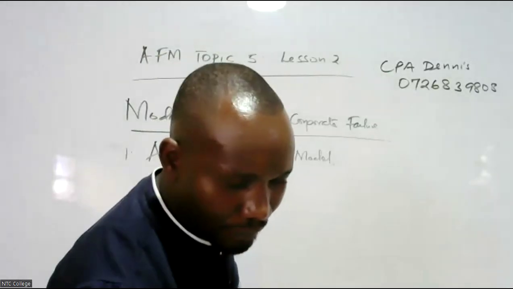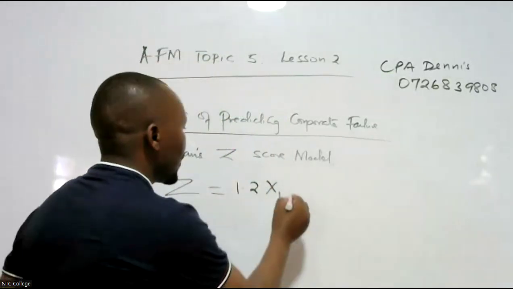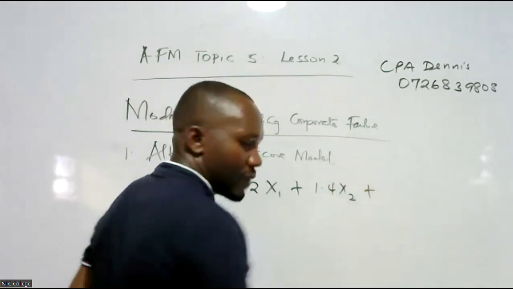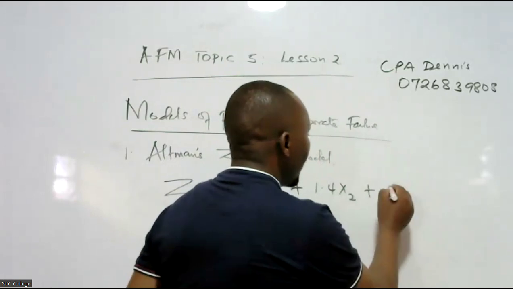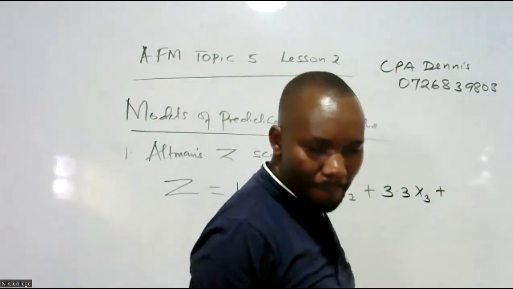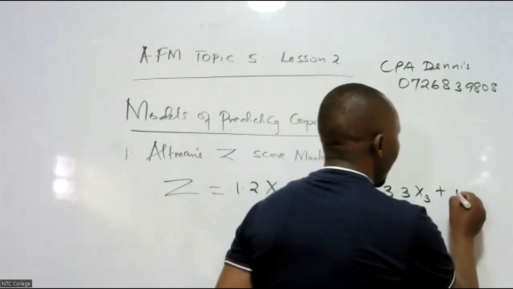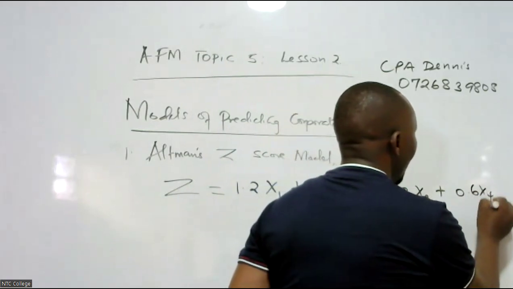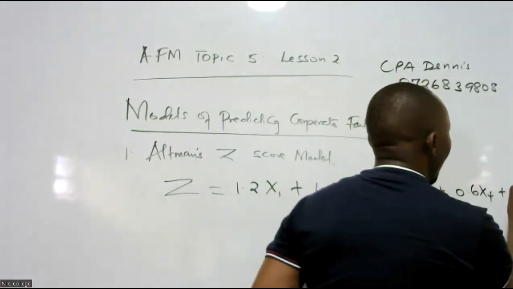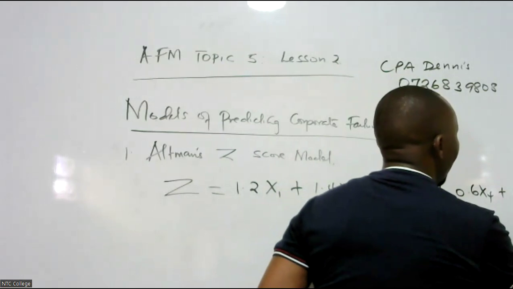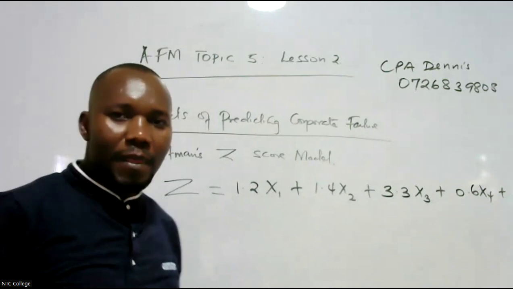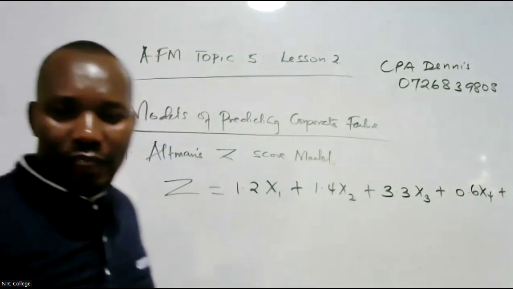1 plus 1.4x2 plus 3.3x3 plus 0.6x4 plus 1.0x5. So that is how the formula looks like.